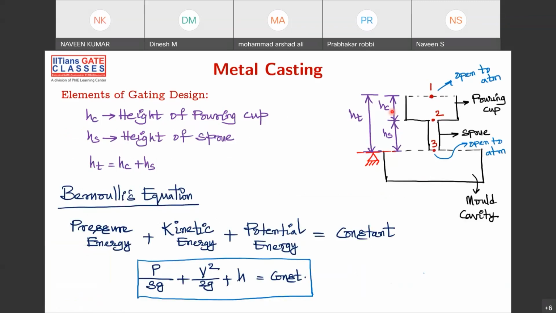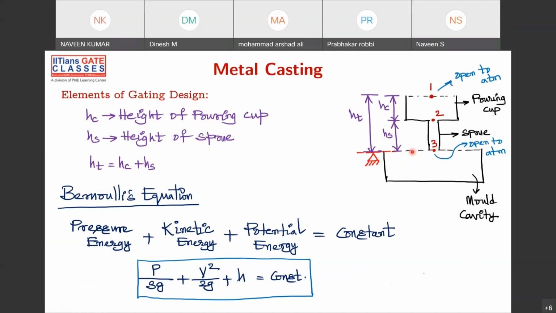This is the height of the pouring cup, this is the height of the sprue, and this is the total height. So HT is equal to HC plus HS, that is, the height of the pouring cup plus the height of the sprue is the total height. This is open to atmosphere, and this is also open to atmosphere. This is your mold cavity, and this is your base of reference, from which you are taking your reference.